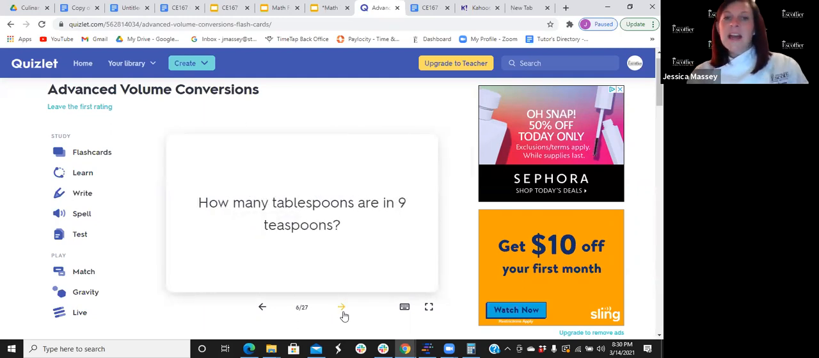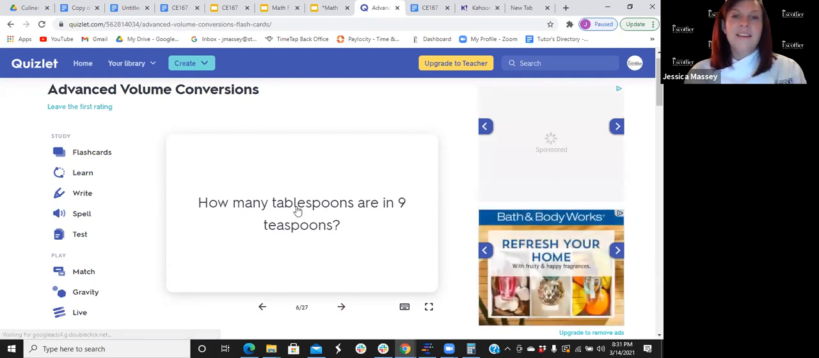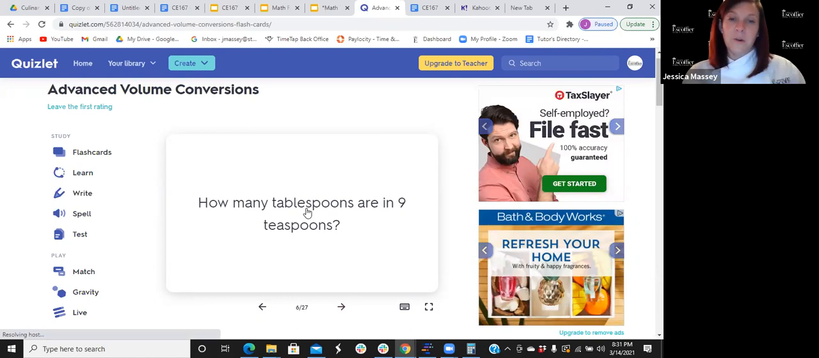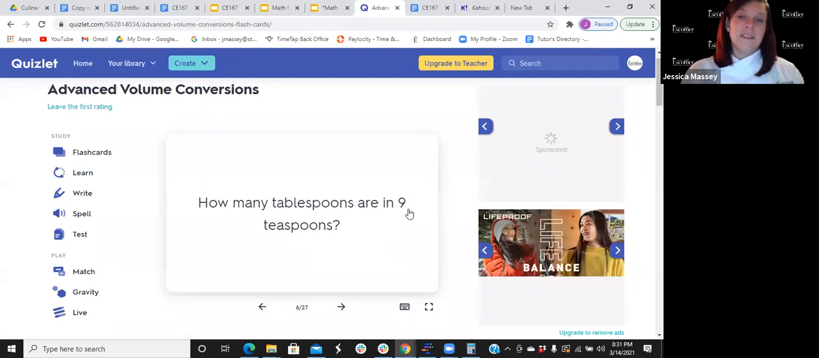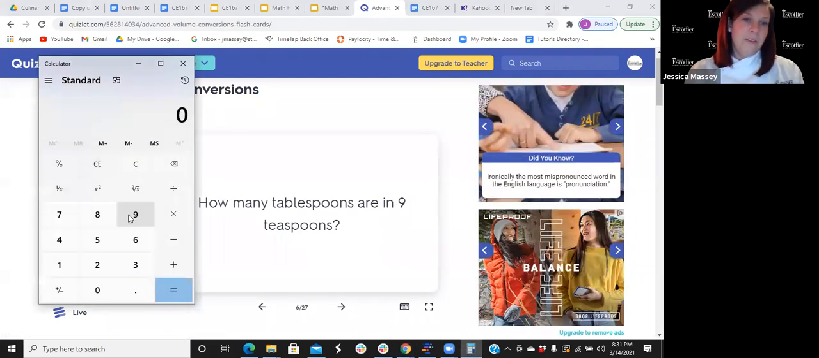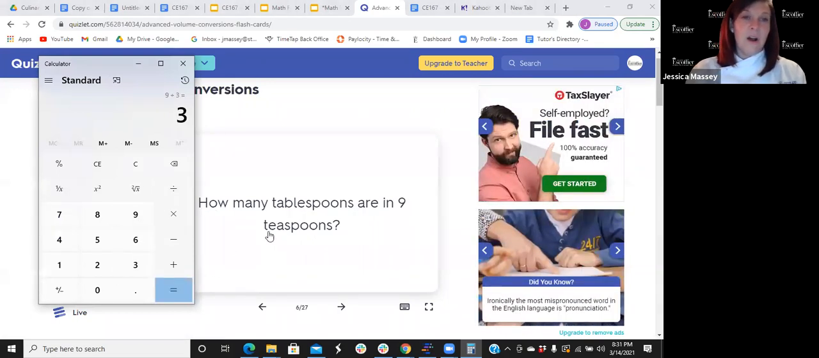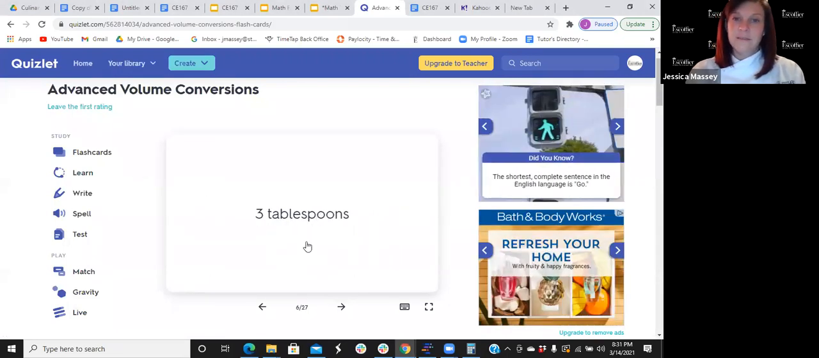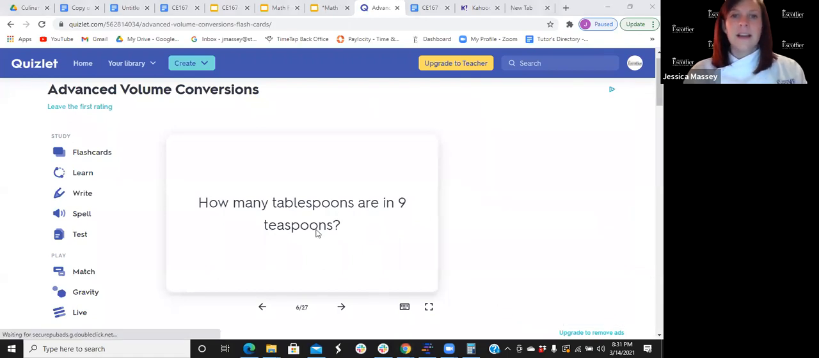How about this one? How many tablespoons are in 9 teaspoons? Because a tablespoon is bigger than a teaspoon, this is when you would divide. You still need to know your conversion rate, your 1 tablespoon to 3 teaspoons, but you're doing it backwards. So you take your 9 and divide it by your 3, because that's how many teaspoons are in a tablespoon. And that also gets us 3. So there are 3 tablespoons in 9 teaspoons.